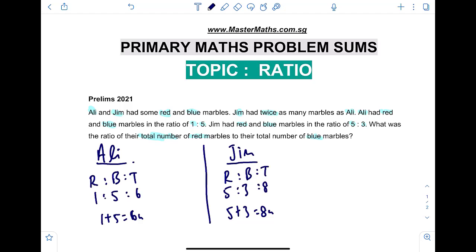Now, it's important to take note that when we compare the totals, Jim must have twice as many as Ali. This number must be twice of this number. But at the moment it's not. It's not twice, because 6 times 2 is actually 12, it's not 8.